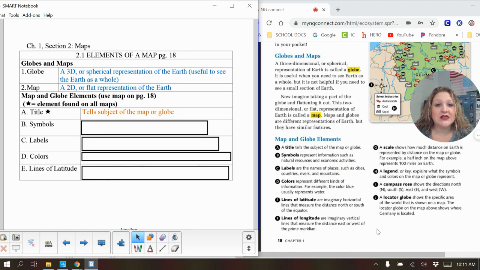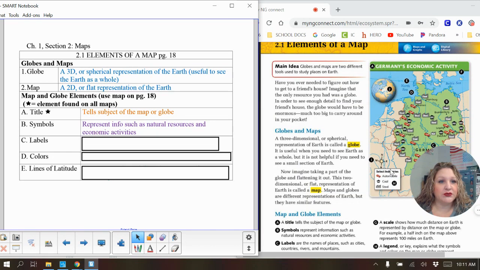B is symbols. Symbols represent information such as natural resources and economic activities. Okay, so I'm going to again give you the chance to write that. So this map over here is giving an example. It's got B on it, it may be difficult for you to read here, but it says steel. Okay, so that is representing certain activities. You're going to see different symbols. So on here as well, you'll see a little cart that has coal in it.